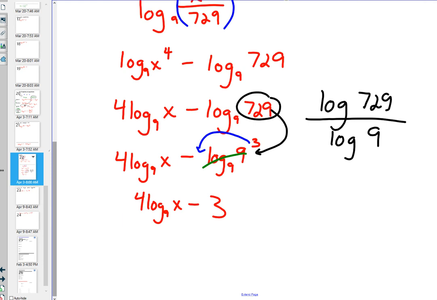The other type of base that a calculator can do is what Thomas just said. It's the natural log. What's the base on a natural log?